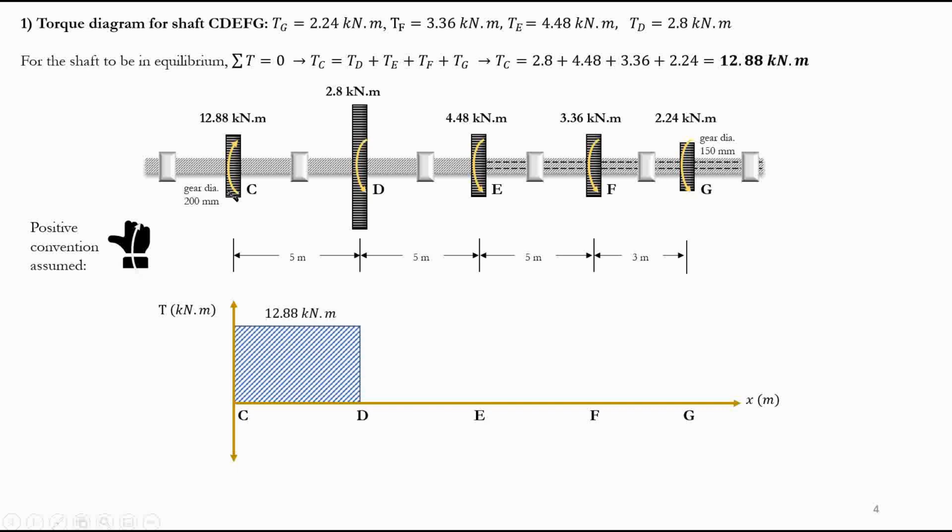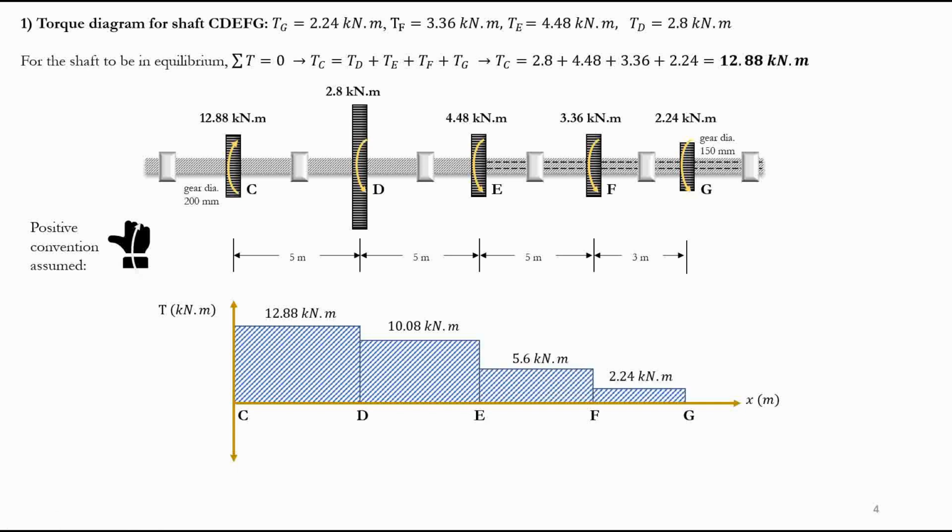From point C to D, it is constant, and then at point D, we go 2.8 down and we end up with 10.08. Then it is constant, and here again we have another torque, so we move 4.48 down. At point F, we go 3.36 down. At the end, we go 2.24 down.